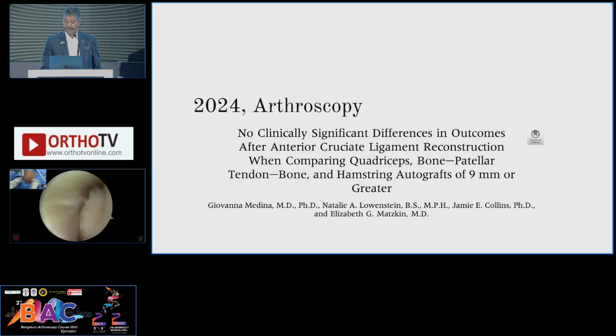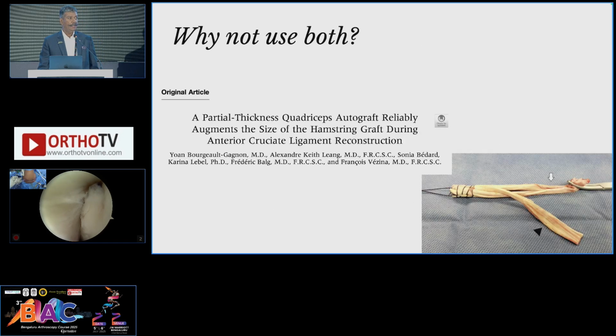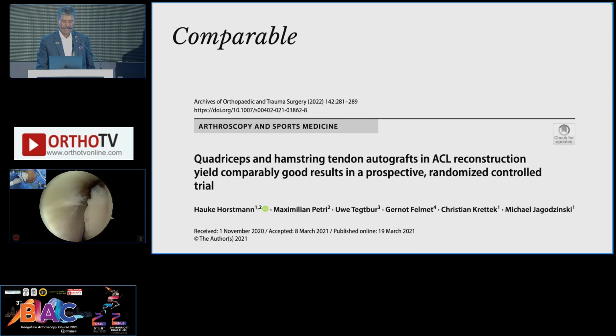But here, the question that we must ask ourselves is how much percentage of our patients get a hamstring graft 9 mm or more? At least in my practice, it's a minuscule percentage which get 9 mm or more hamstring graft. Usually, the average hamstring graft size varies between 7.5 and 8 mm. Some studies have explored the use of both. So you can augment a weak hamstring graft with a quadriceps, a superficial lamina of quadriceps graft. So that is something to look forward to.